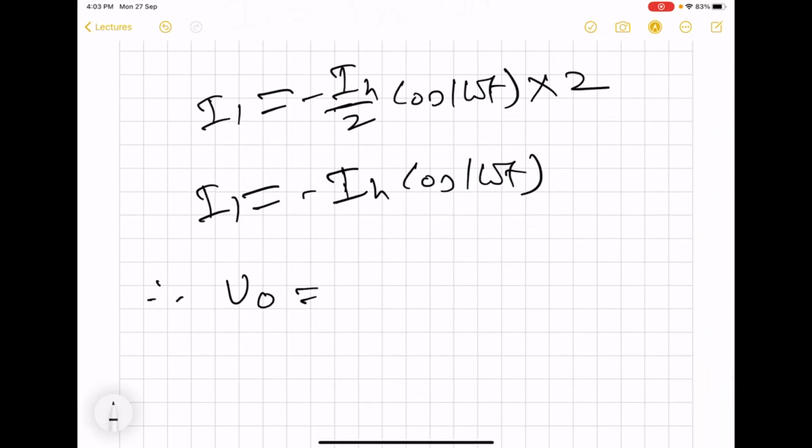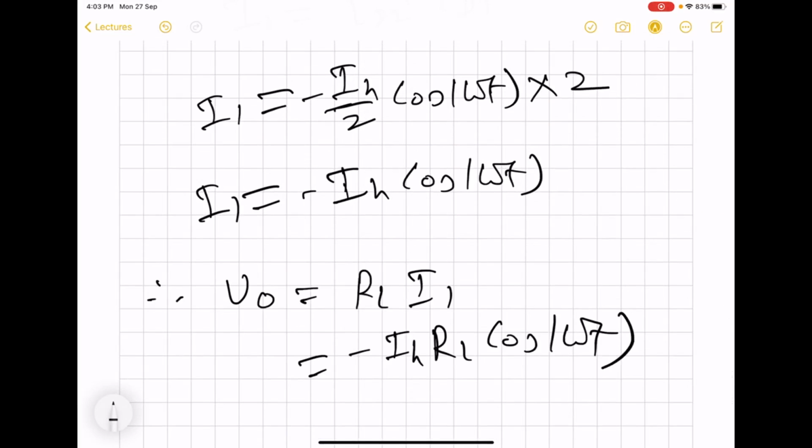Therefore, the load voltage here is going to be RL into I1, which is equal to minus IH RL cos omega t.